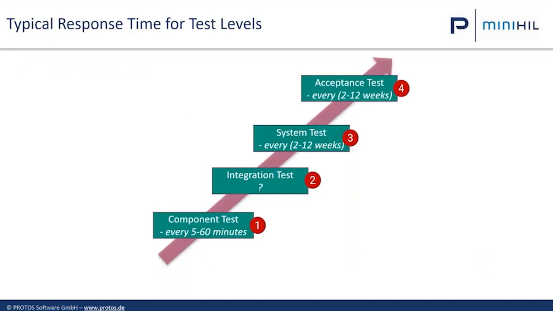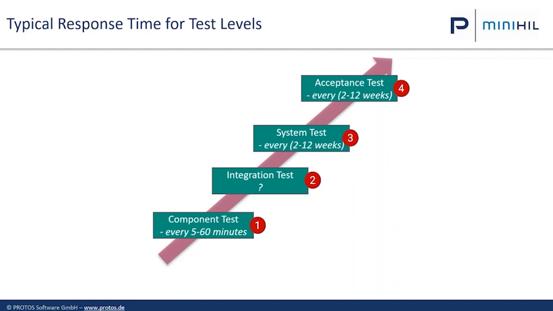So now let's have a look at the response times for the test levels. A component test, for example, a unit or software integration test, is typically around a couple of minutes, maybe an hour if you have a lot of tests, but usually in an embedded system, that's more like a couple of minutes. Integration test, hardware software integration test, is usually not done. System test is already done every couple of weeks maybe.